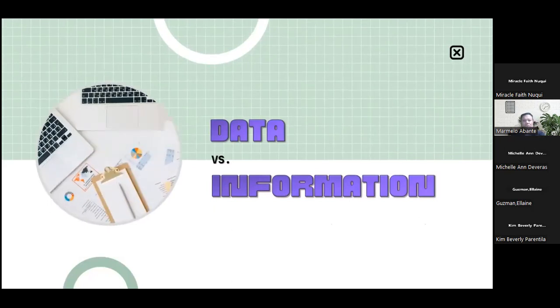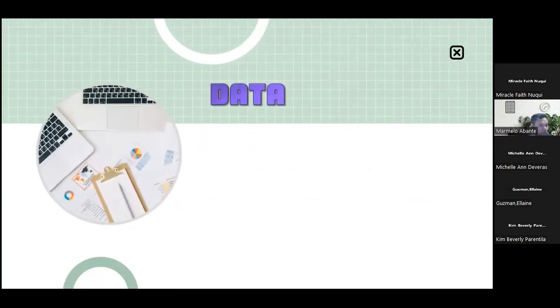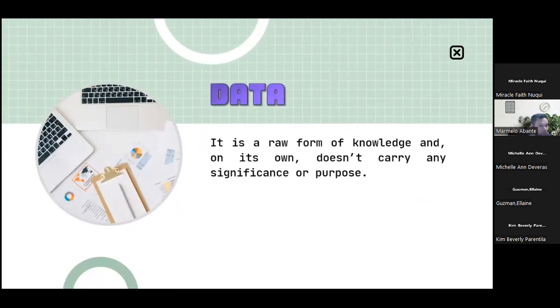Information systems contain information about significant people, places, and things within the organization or in the environment surrounding it. In MIS, data and information are two related but distinct concepts. Data is a raw form of knowledge and on its own doesn't carry any significance or purpose. Basically, you have to interpret data for it to have meaning.